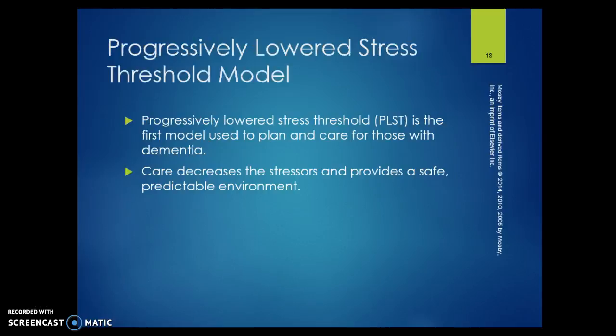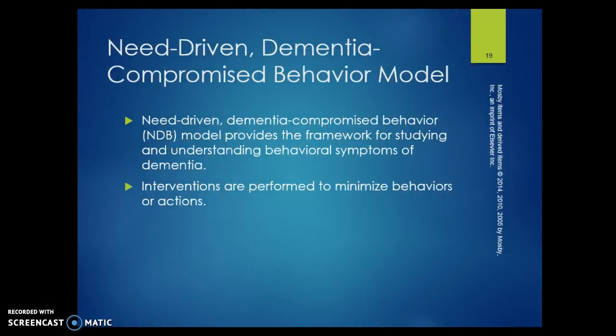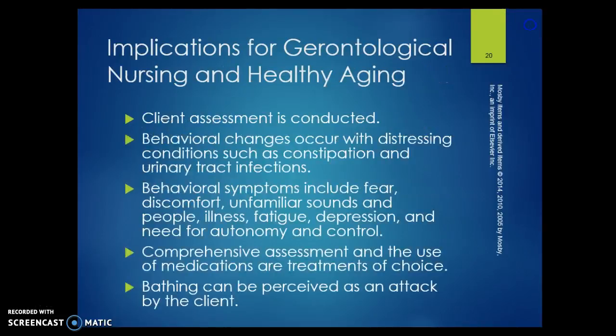Progressively lowered stress threshold model. This is the first model used to plan and care for those with dementia, and this care decreases the stressors and provides a safe, predictable environment. Be sure to read up on that in your book. Need-driven dementia compromised behavior model: the model provides a framework for studying and understanding behavioral symptoms of dementia. Interventions are performed to minimize behaviors or actions.